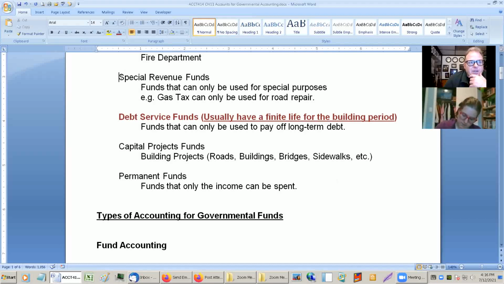Okay, that makes sense. So up here, these are going to be spent in their entirety usually. Down here, they can't be spent in their entirety. It's only going to be for the income usually.